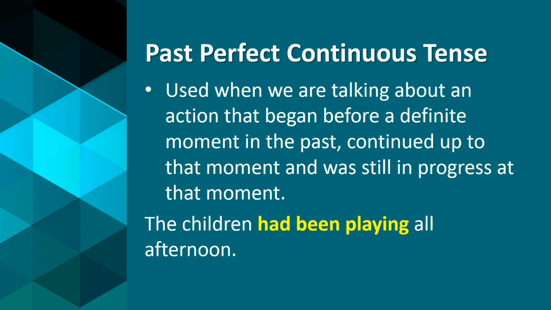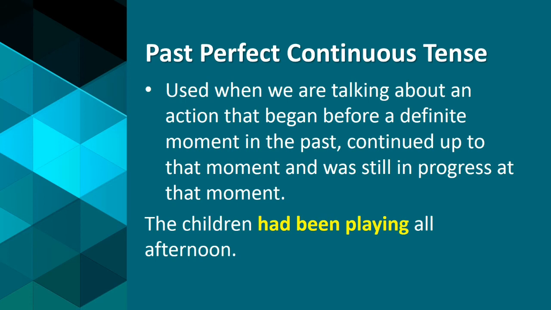Now coming to the fourth and the final form of the past tense, that is the past perfect continuous tense. It is used when we are talking about an action that began before a definite moment in the past, it continued up to that moment and was still in progress at that moment of narration. Example, the children had been playing all afternoon. They had started playing, they continued to play and were still playing when the statement was made. So an action that began before a certain moment, it continued up to that moment and was still in progress.